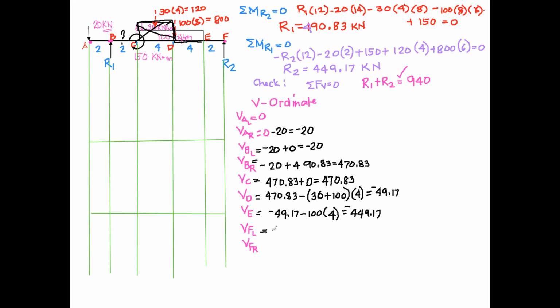F left. Negative 449.17. Pwedeng minus, pwedeng plus. Kasi ano? From E to F. 0 pa. 0 times 2, 0 pa rin naman. So, zero. Sagot, negative 449.17. Tama. Okay. F right.